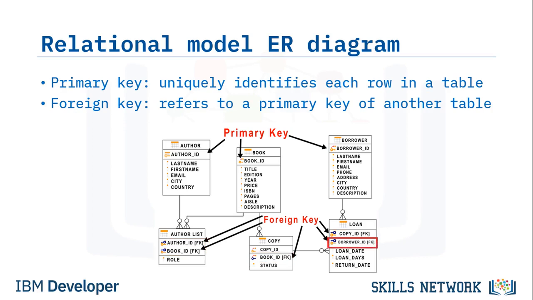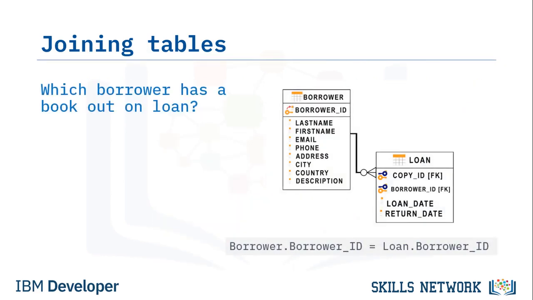For example, the loan entity has the borrower ID attribute with the FK in brackets. In this example, the borrower ID attribute is the foreign key in the loan entity, which refers to the primary key for the borrower entity. So, if you wanted to know which borrower has a book out on loan, you need to gather data from the borrower and loan tables. You will need the borrower ID from both tables.